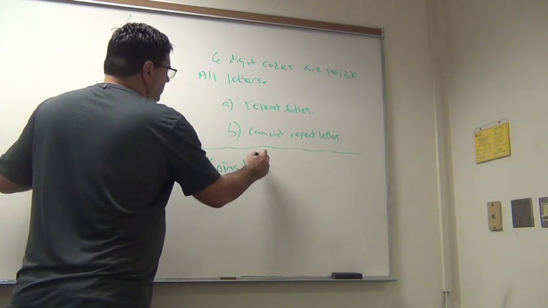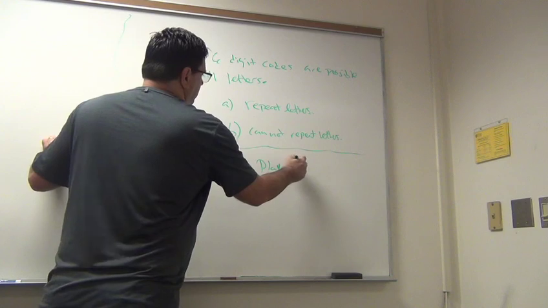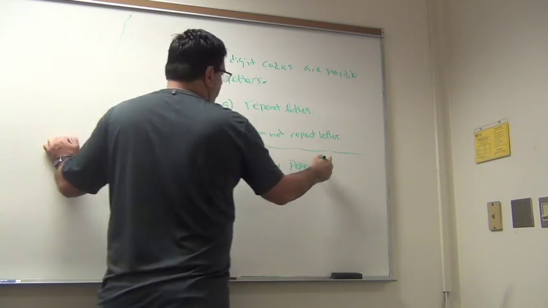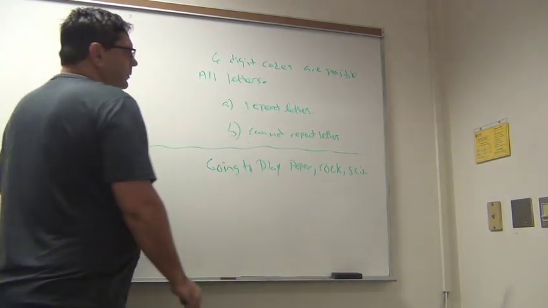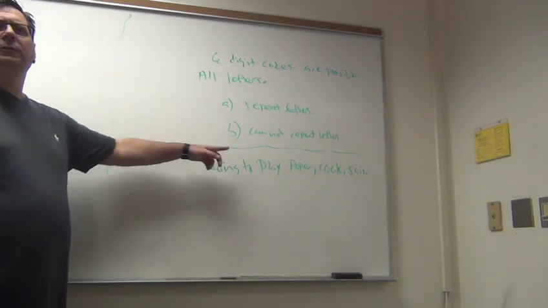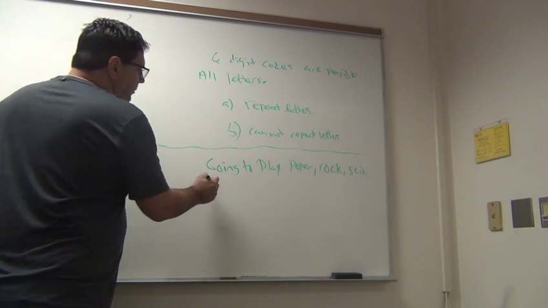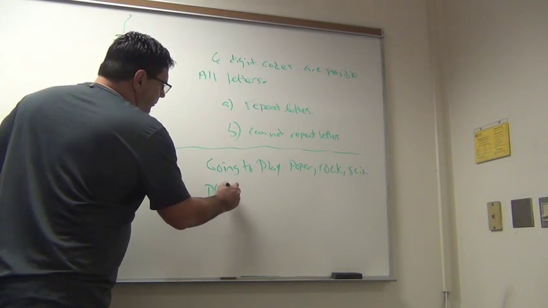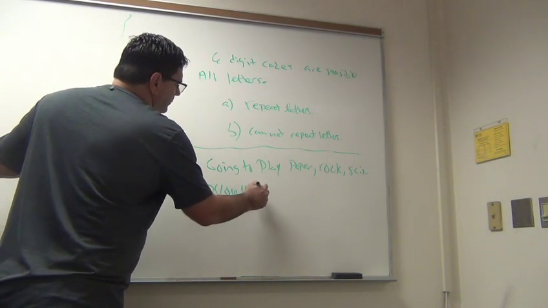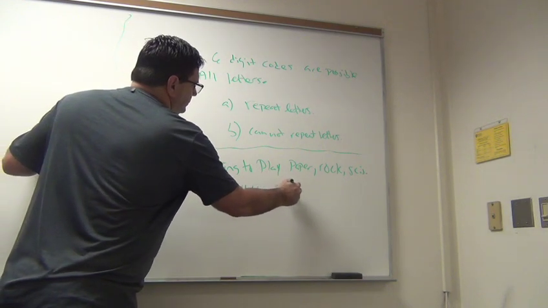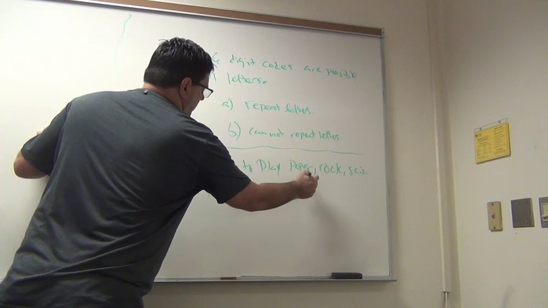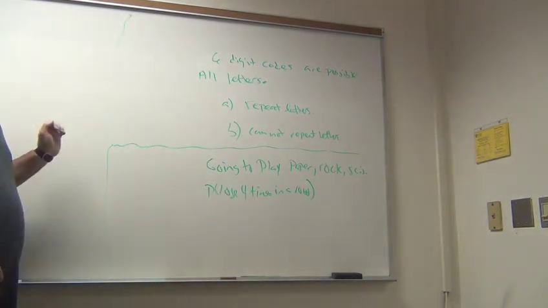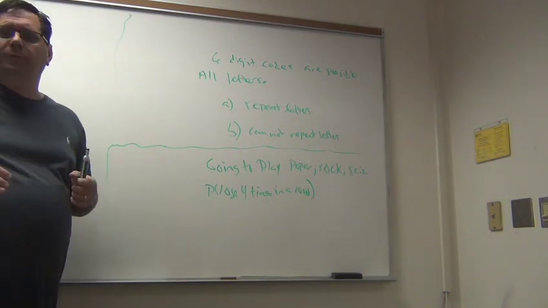We're gonna play paper, rock, scissors. Yeah, we're gonna play paper, rock, scissors. You say it like that. What's the probability we lose 4 times in a row? Terry Ann, what's the probability we lose 4 times in a row?